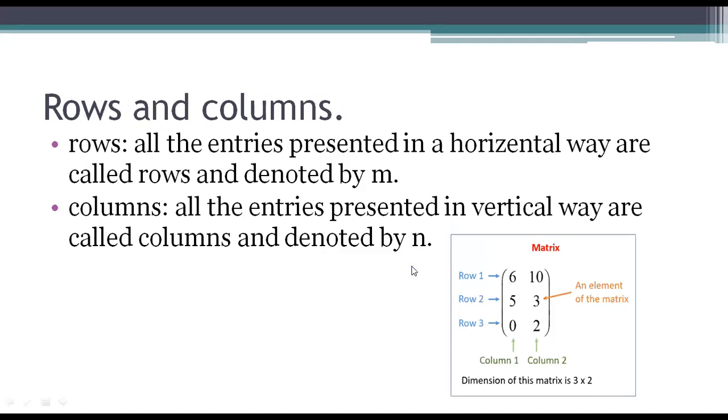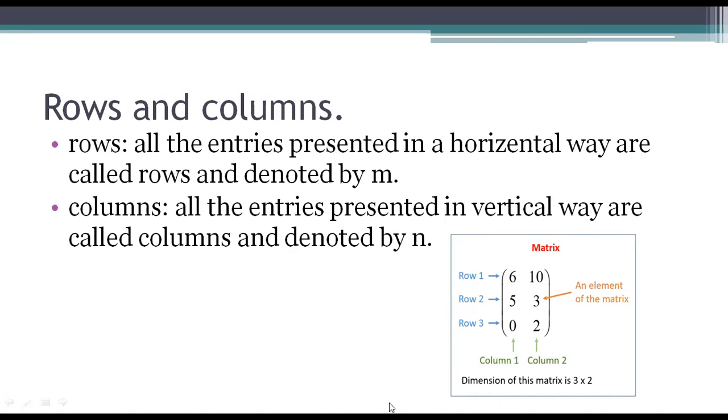So rows and columns. All the entries presented in a horizontal way are called rows, and the number of rows is denoted by m. It means all the entries are arranged horizontally: these 6 and 10 are arranged horizontally, 5 and 3 are arranged horizontally, 0 and 2 are arranged horizontally. That's why this is row 1, this is row 2, and this is row 3. Similarly, 6, 5, and 0 are presented in a vertical way, so that's why it is called a column, and this is also a column.